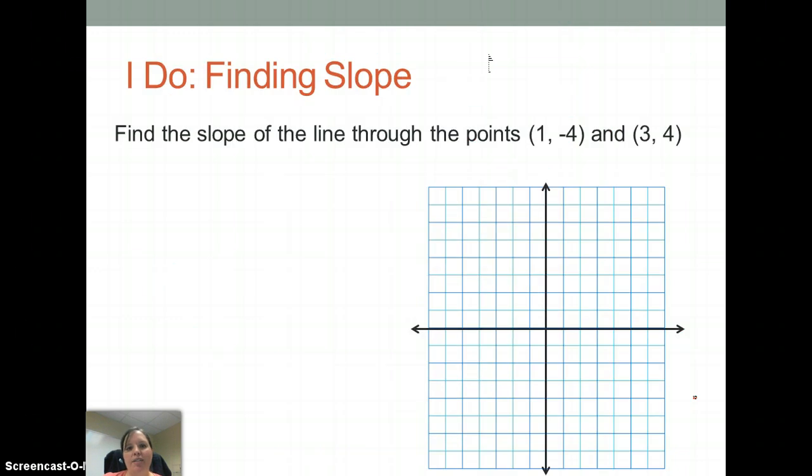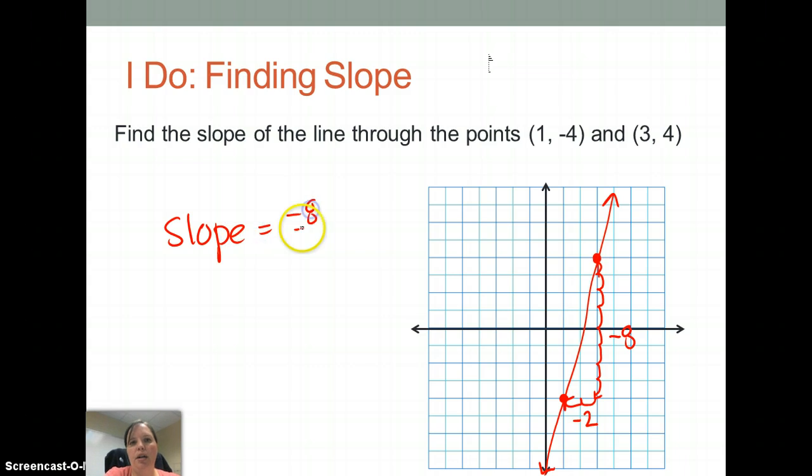So if we're trying to find the slope, and I do this one, the points are 1, negative 4, and 3, comma 4. A line would go through these 2 points. You can either count. I'll go from this point at the top. If I count 1, 2, 3, 4, 5, 6, 7, 8, I moved down 8, and then I moved left 2. My slope would be my rise value over my run value, which is positive 4.